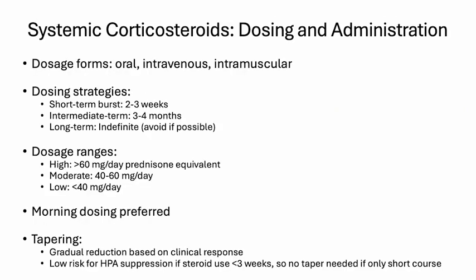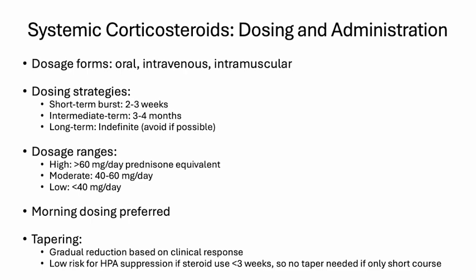Corticosteroids can be administered orally, intravenously, or intramuscularly. Dosing strategies vary depending on the condition and the treatment goals. We categorize them as short-term bursts lasting 2 to 3 weeks, intermediate-term therapy for 3 to 4 months, and long-term therapy, which should be avoided if possible. Dosage ranges are classified as high, which is over 60 milligrams per day of prednisone equivalent, moderate, which is 40 to 60 milligrams per day, and low, under 40 milligrams per day.